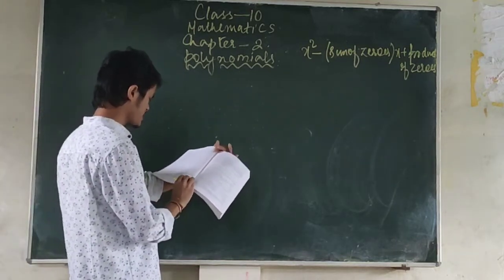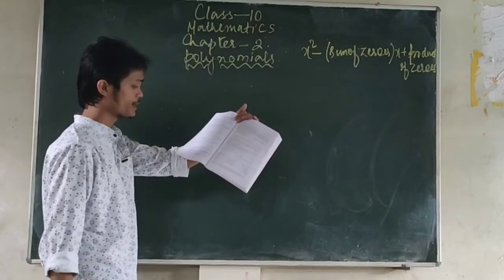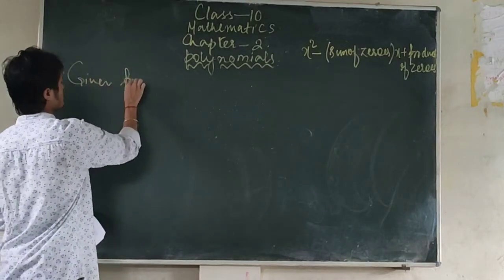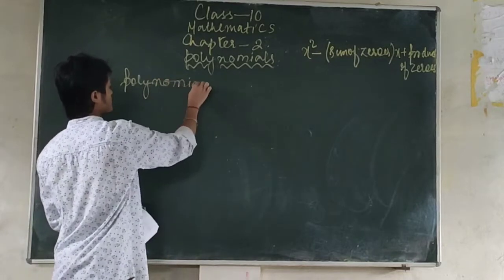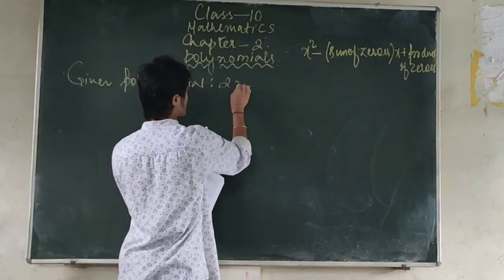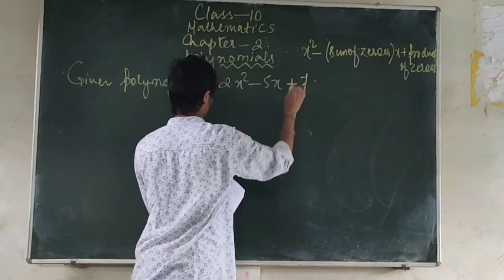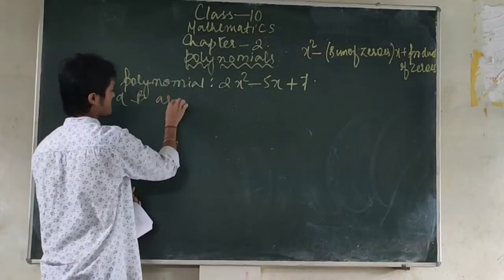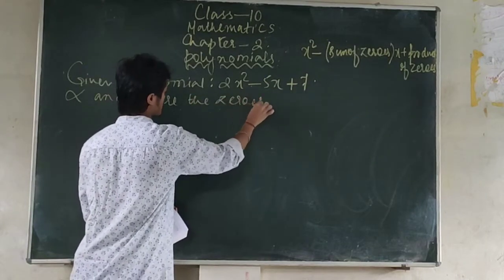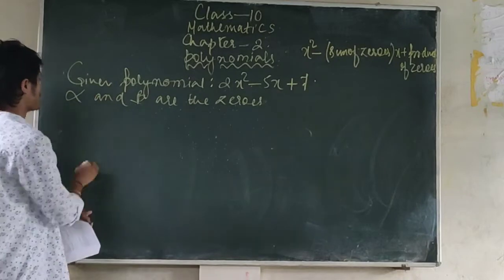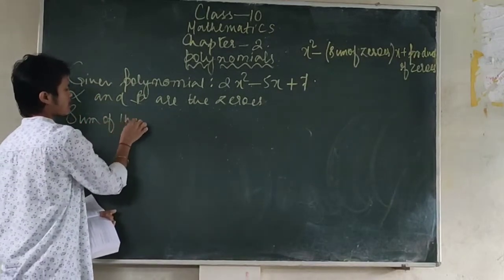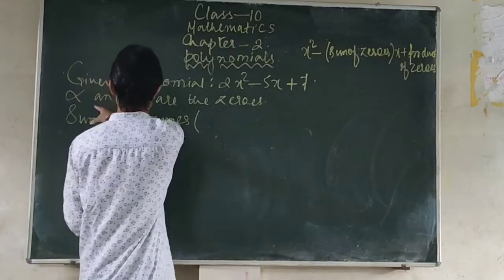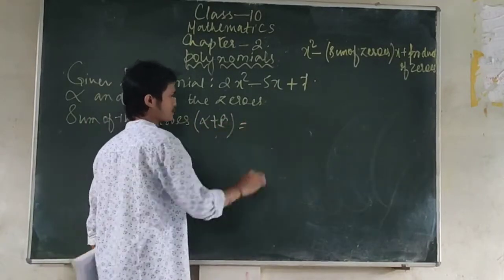So here, say alpha and beta are the zeros of the polynomial 2x squared minus 5x plus 7. That is the given polynomial, 2x squared minus 5x plus 7. Now here alpha and beta are the zeros of this polynomial. So remember one thing, the sum of the zeros: zeros are alpha and beta, so alpha plus beta is equal to the sum of the zeros.